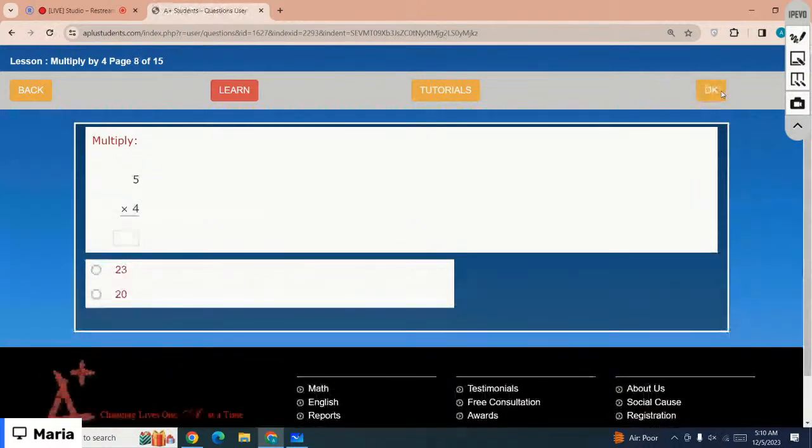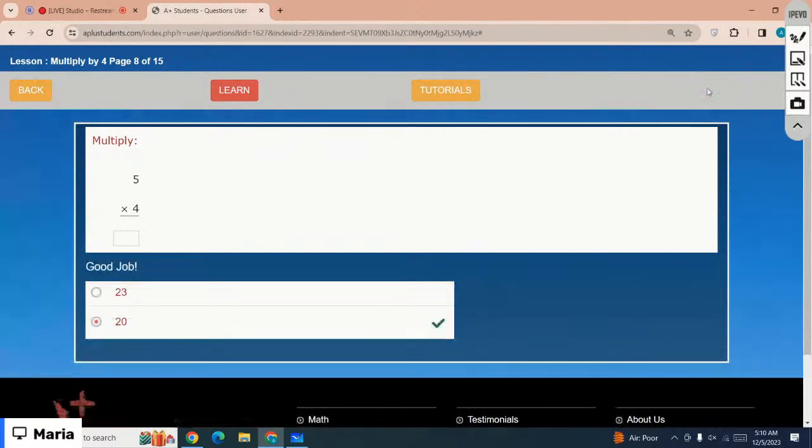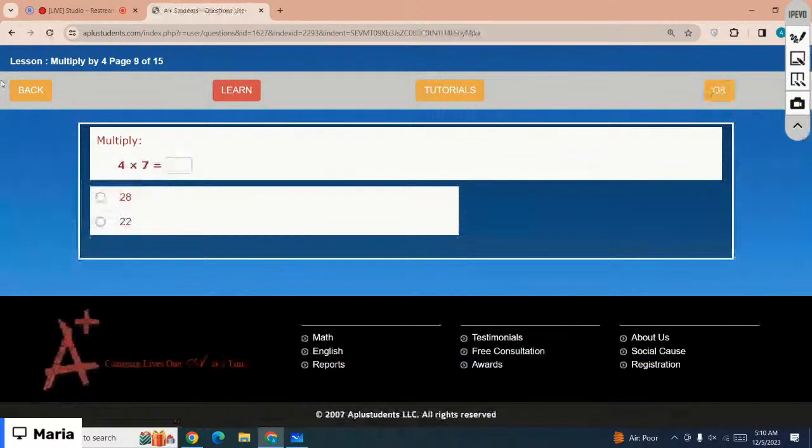The next one is 5 times 4. Either you do 4 times 5 or you do 5 times 4. They both are exactly equal, right? So 5 times 4 is, the correct option is 20, right? Okay, you can complete the lesson by yourself later today. Let's just move on to the next lesson. The next lesson is multiply by 5. So let's just start with the next lesson.